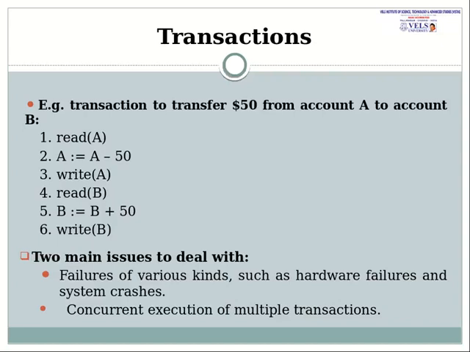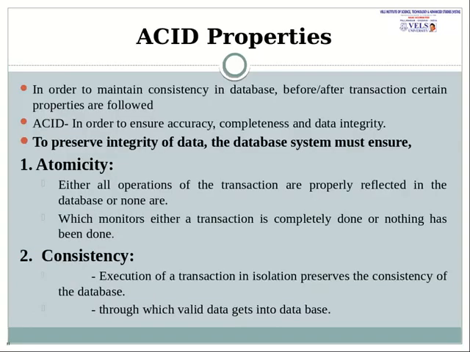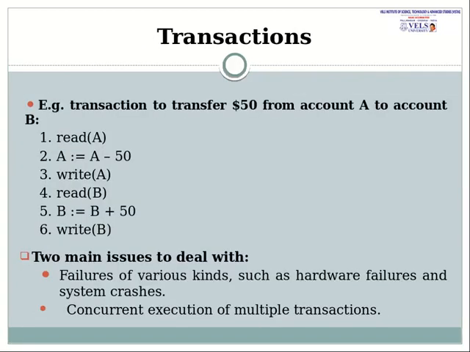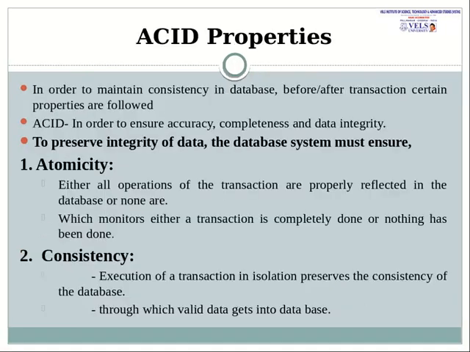There are two main issues to deal with in a transaction. One is failure of various kinds, such as hardware failures and system crashes. If any hardware failure or system crash occurs during the transaction, this kind of issue is dealt with by the transaction concept. The second issue is concurrent execution of multiple transactions.